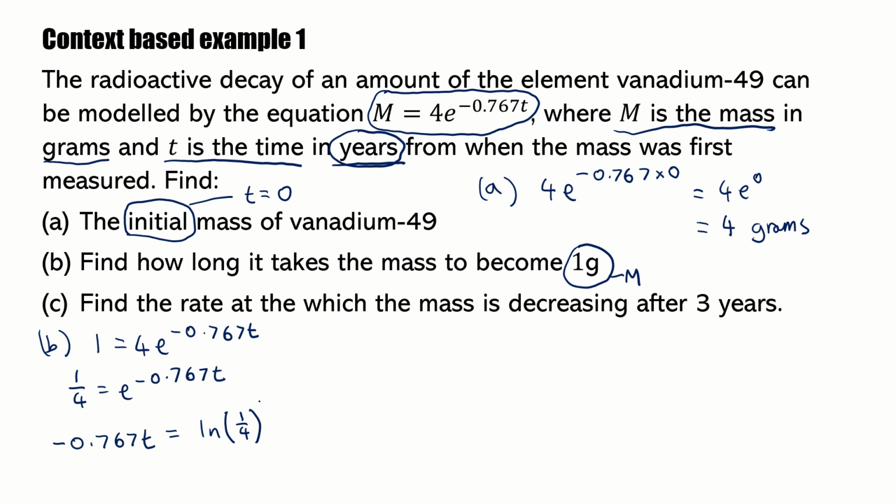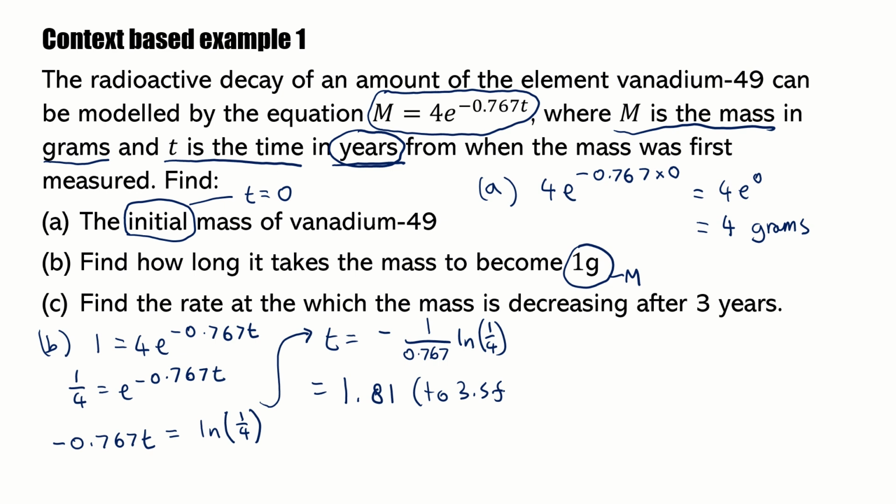Because I now realize if I want to find t, I've got to divide both sides by minus 0.767. So t is equal to minus 1 over 0.767, lots of ln of 1/4. And therefore that will get us 1.81 to 3 significant figures.